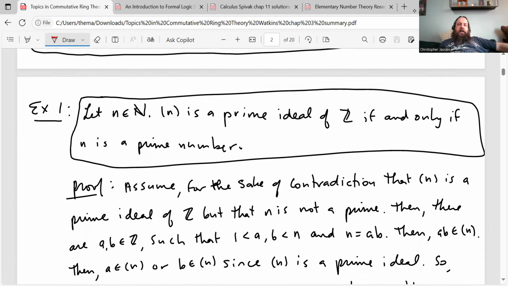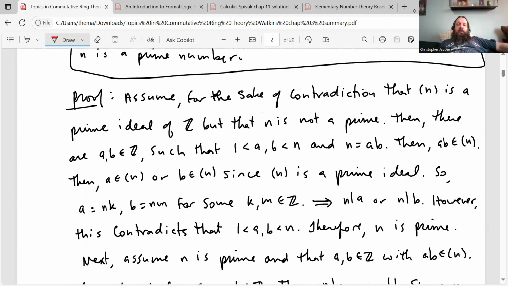Let n be a natural number. Then the principal ideal generated by n is a prime ideal of Z if and only if n is a prime number. Here's my proof. Assume for the sake of contradiction that the ideal generated by n is a prime ideal of Z, but that n is not prime. Then there are a, b in Z such that 1 < a < n, 1 < b < n, and n = ab. In other words, n is a composite number.